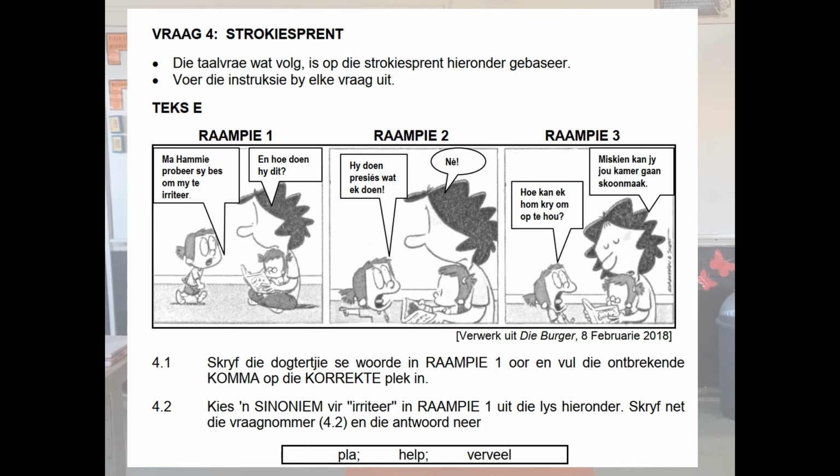So when we look at this one, and you'll recognize this as well from our visual, the first one is asking for a comma. You have to put the comma in the right place for 4.1. So it's ma and then comma. Ma, probeer sy beste om my te irriteer. The reason for that comma is the aanspreekvorm. You always put a comma after it when you address somebody.